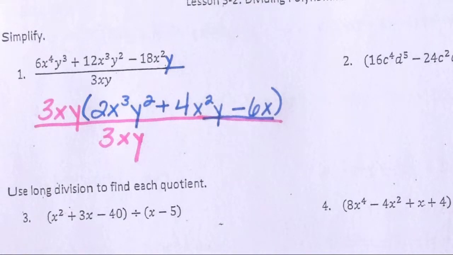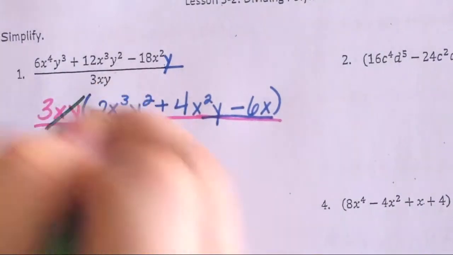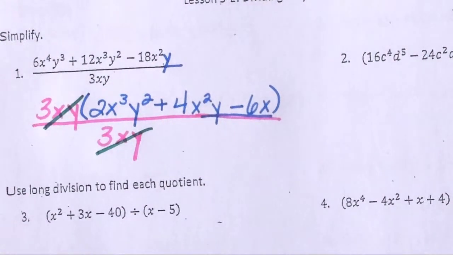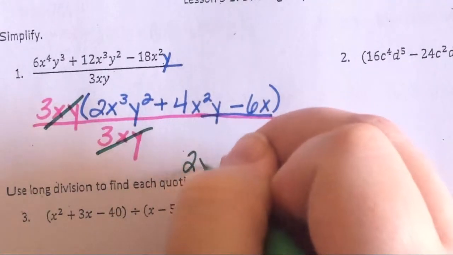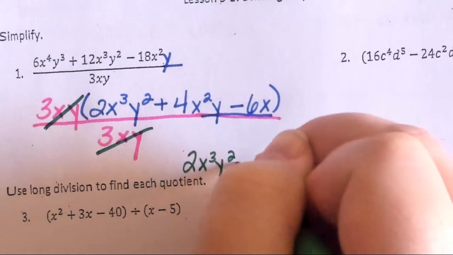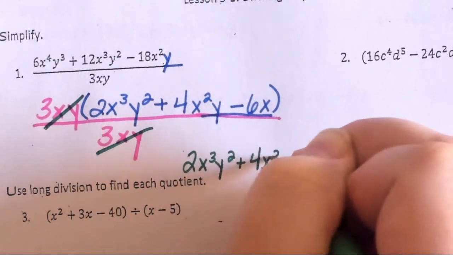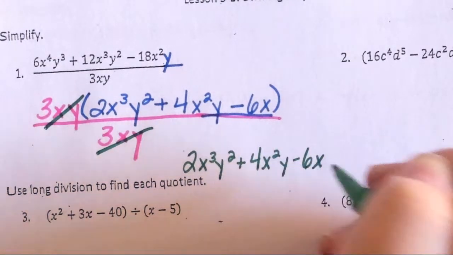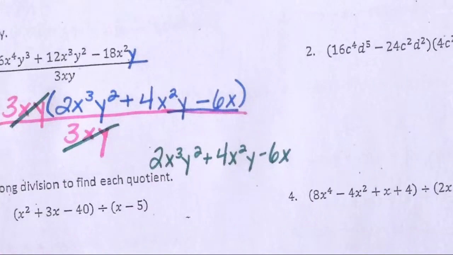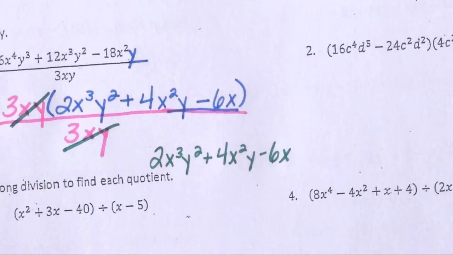Okay, and now life is beautiful because there's a 3xy in the top and in the bottom, right? We factored it out of everyone in the top, and it's going to cross out with what's in the bottom. And so our final answer is 2x³y² + 4x²y − 6x. That's it. We didn't actually divide, did we? We just pulled out a GCF and ended up cross-canceling.